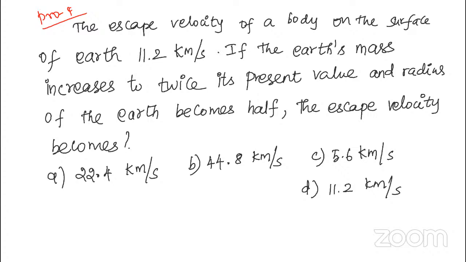So this is the problem they have given. Escape velocity of a body on the Earth's surface, we already know. And if the mass value is increased to twice and the radius is reduced to half, that information they have given. So let us now go for the solution.